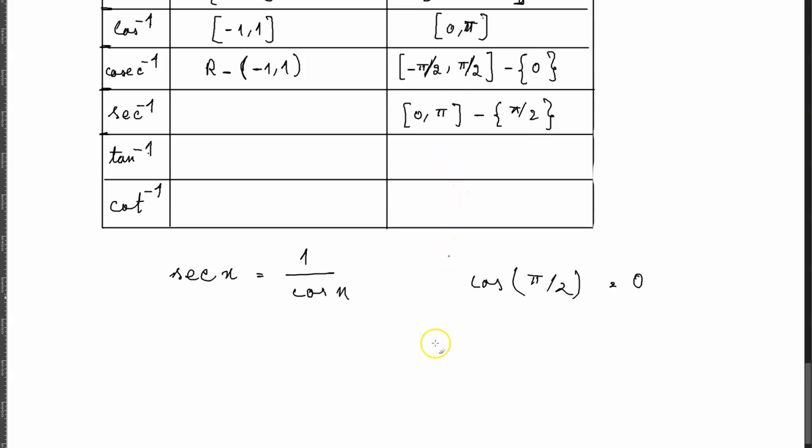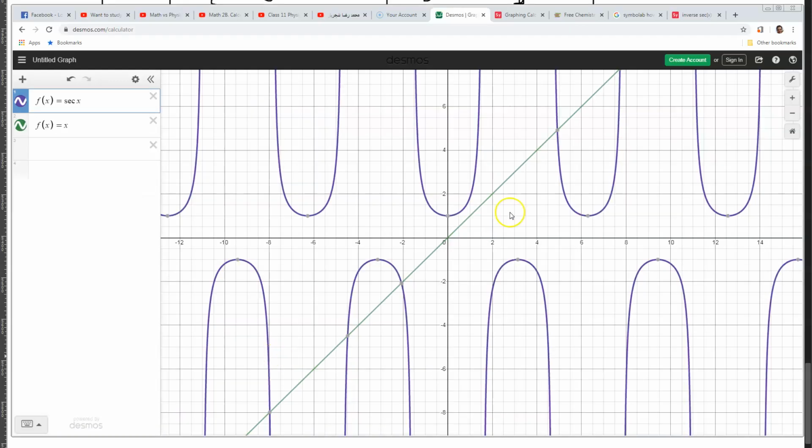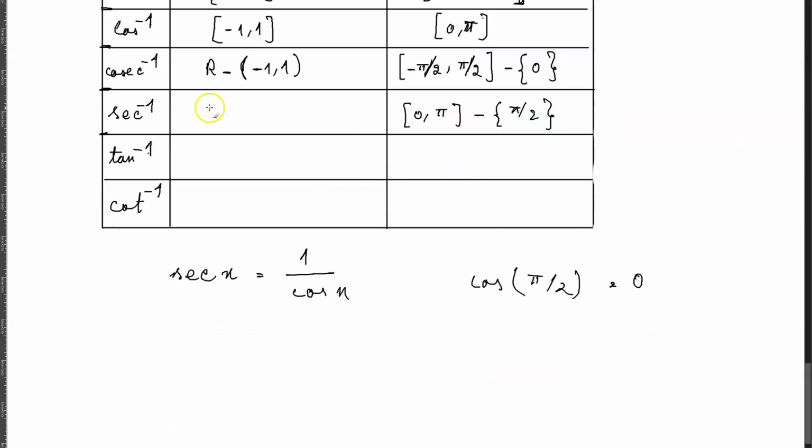Now, the domain of this function is going to be the range of the original function. The range of the original function, as you can see, goes from negative infinity all the way up to positive infinity, but again these values between negative 1 and 1 are not included. So I have to write here r minus the interval negative 1 comma 1, right?